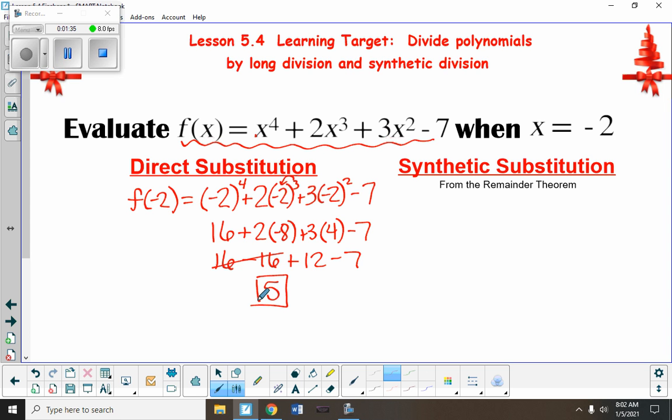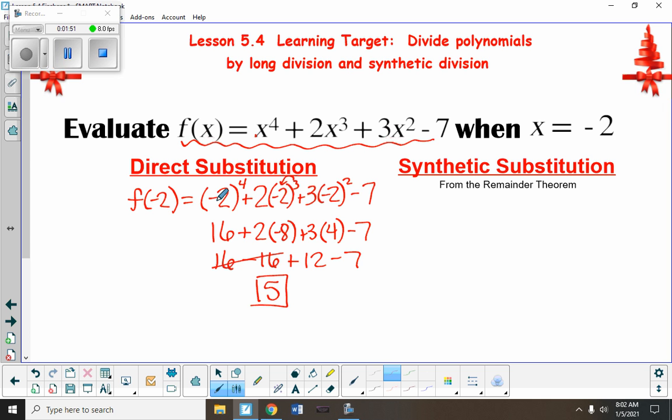So that wasn't too bad to do. I didn't need a calculator. I'm guessing you wouldn't need a calculator when we have small numbers, when we're working with 2's and cubing them and raising them to different powers, squaring them, taking them to the 4th, not bad. But if that would have been like a negative 8 or something that we're substituting in, we maybe would have needed to get our calculator out, right?